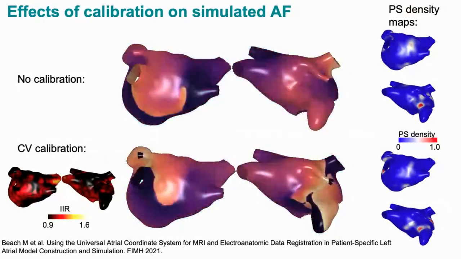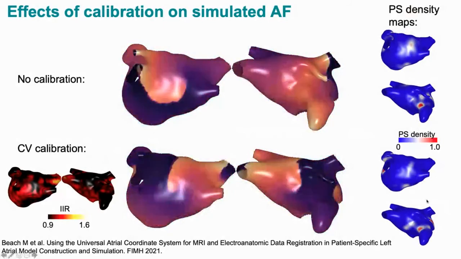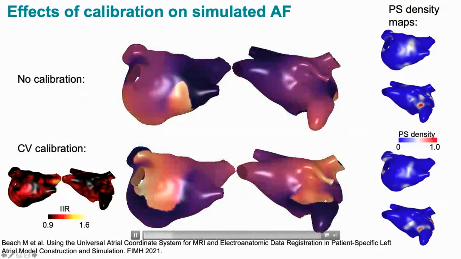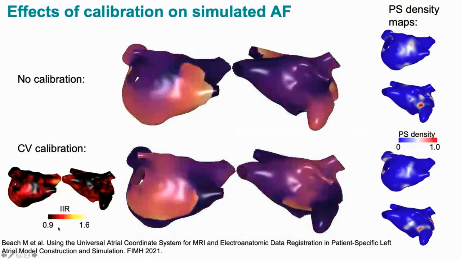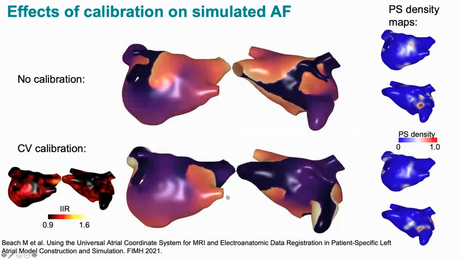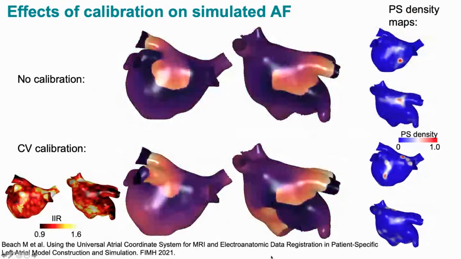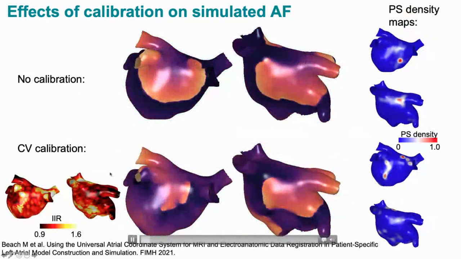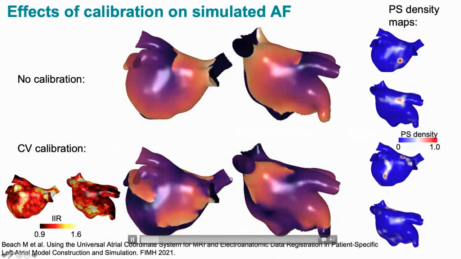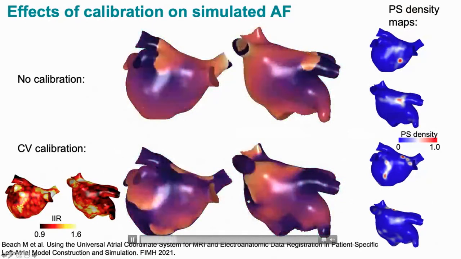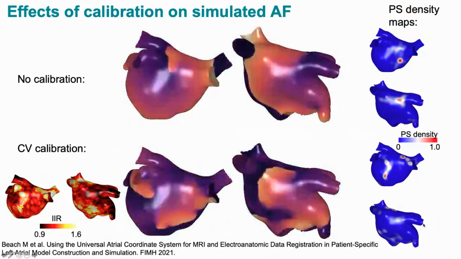We then took this mapping and calibrated patient-specific models. We've got ones without calibration at the top, and ones with calibration at the bottom. If there's not much fibrosis, there's not much difference in the simulations. But in cases where there's more fibrosis, we see more differences in the simulations, so it has more of an impact.